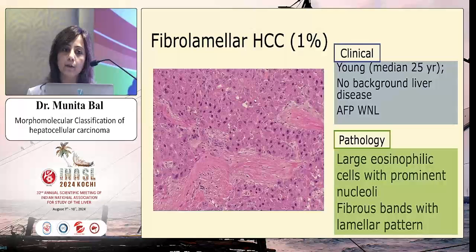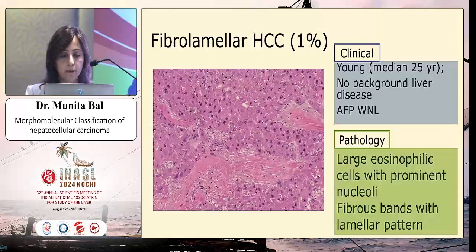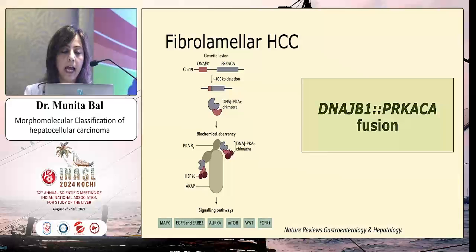And clinically, this also has a different clinical scenario in which it occurs. It usually occurs in young patients, and many of these patients are non-cirrhotic, and they have normal AFP levels. So the clinical setting is usually different. And now it is known that they have a driver fusion, a distinctive defining fusion. Fibrolamellar hepatocellular carcinomas show a DNAJB1-PRKACA fusion. So if you find this fusion in a liver tumor, that is a fibrolamellar carcinoma. So this is the driving fusion.